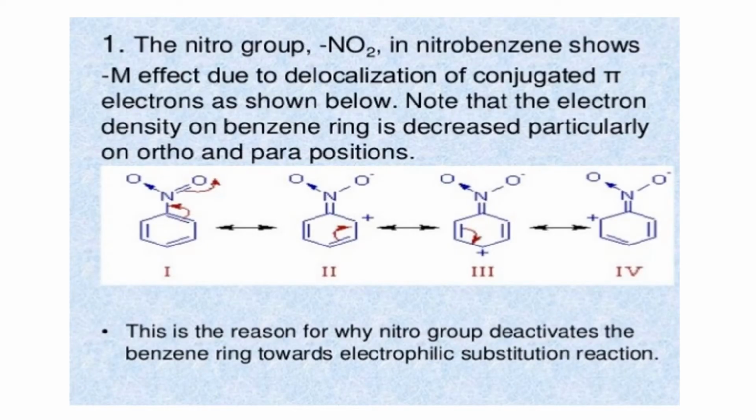The nitro group in nitrobenzene shows minus M effect due to delocalization of conjugated pi electrons. Here, the electron density on the benzene ring is decreased, particularly on ortho and para positions. This is the reason why the nitro group deactivates the benzene ring towards electrophilic substitution reaction.